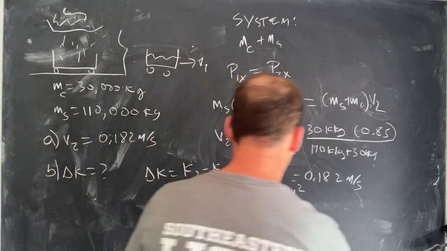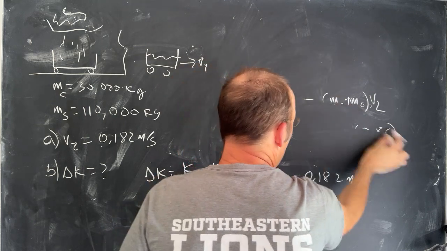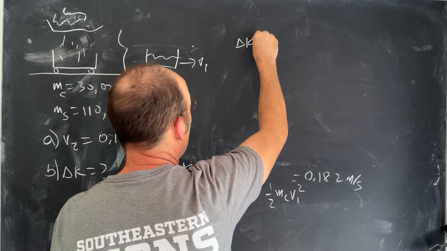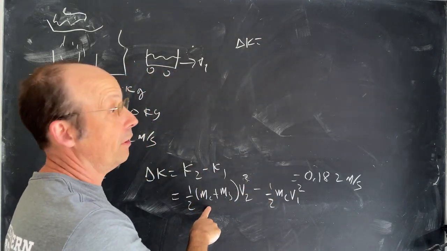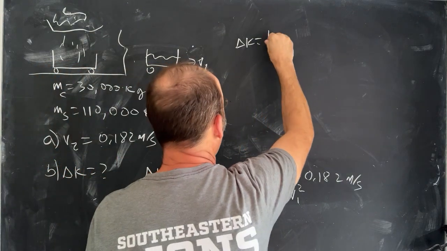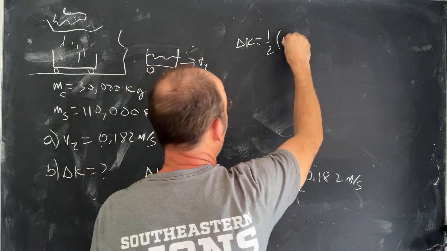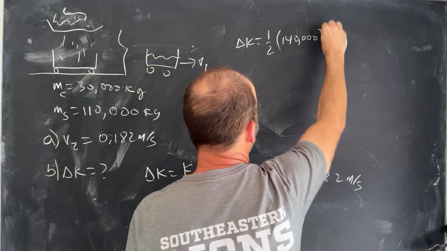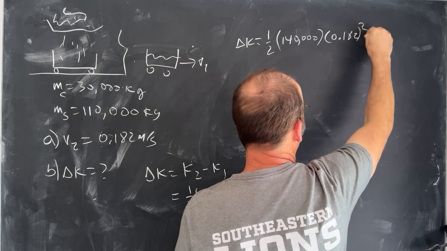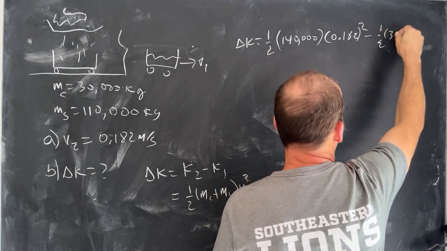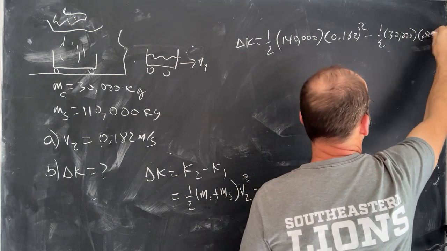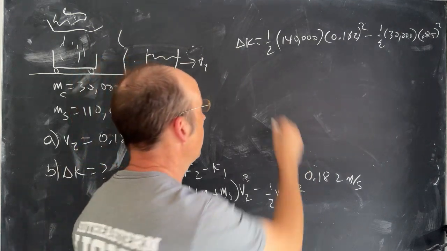Okay, I'm going to erase that stuff because I'm running out of room here. Okay, I'm going to just calculate this. It's not too hard. So delta K. Now I do have to put in the actual mass because if I want the units for energy in joules, this has to be in kilograms. So I have 1/2. The mass of the two things together is 140,000 times the final velocity, 0.182 squared, minus 1/2 times 30,000 times 0.85 squared. Okay, let's put that in.